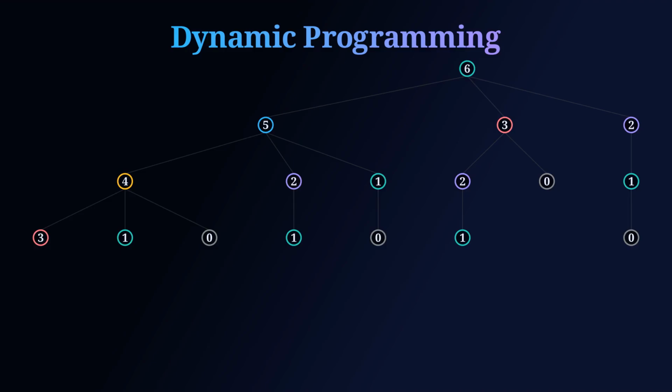Now look closely, and something wasteful jumps out. The amount 2 appears here, and over here again. Each time we solve it from scratch as if we'd never seen it before. We are re-answering identical questions over and over, and the tree is full of these twins.